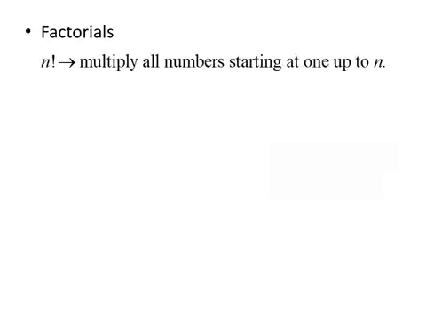First is the concept of factorials. If you see a number n with an exclamation point behind it, that's called n factorial. And what that means is to multiply all of the numbers starting at 1 up to n together. So if I see 3 factorial, that means 1 times 2 times 3, which would give me 6.